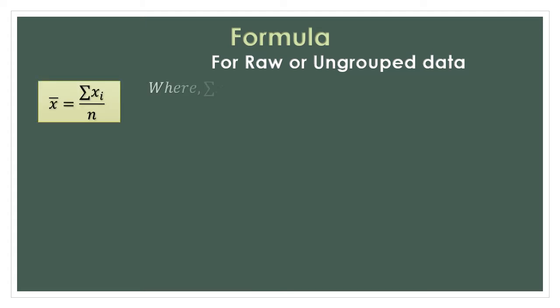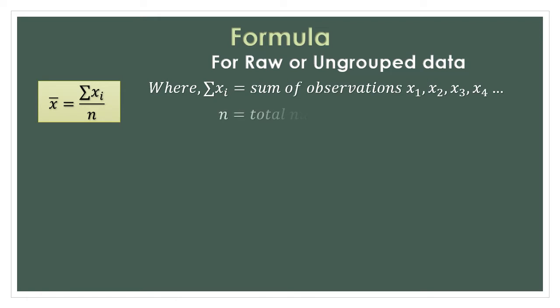Now let us look at the formulas specifically for different types of observations, starting with raw or ungrouped data. Now when the data is raw data or ungrouped data, what to do? The formula here is very simple, that is x bar is equal to summation xi upon n, where summation xi is the sum of observations x1, x2, x3, x4 up to xn, while n is the total number of observations. So that's the formula for mean when the data is raw or ungrouped.